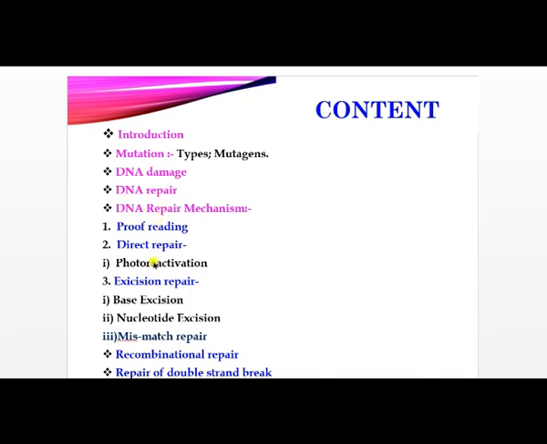In this, there are different mechanisms: proofreading, direct repair, in this photoreactivation. Next, excision repair. In that, there are three different excision repair mechanisms: base excision repair, nucleotide excision repair, and mismatch repair. After that, recombinational repair and repair of double strand break. So these are the contents we are going to see in this lecture. So let's start.